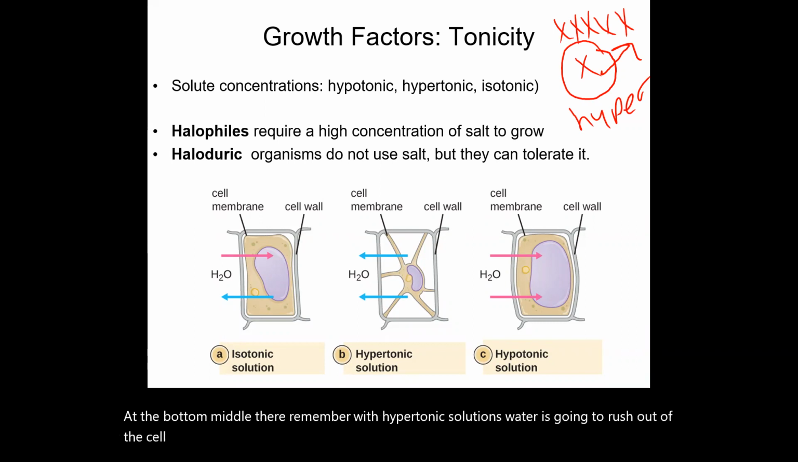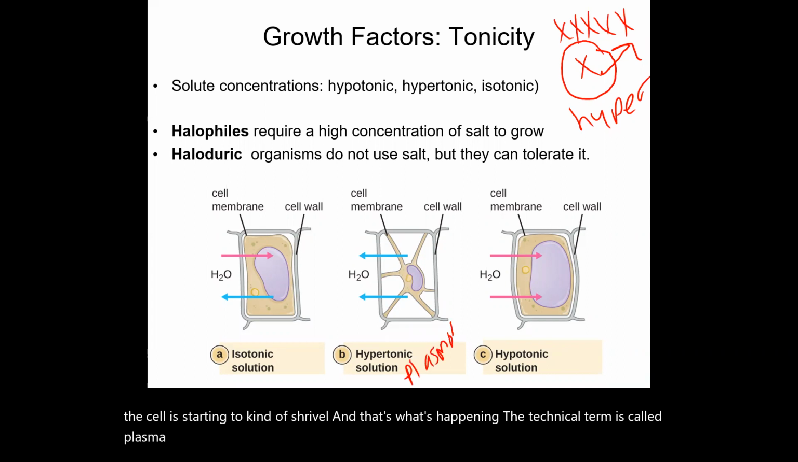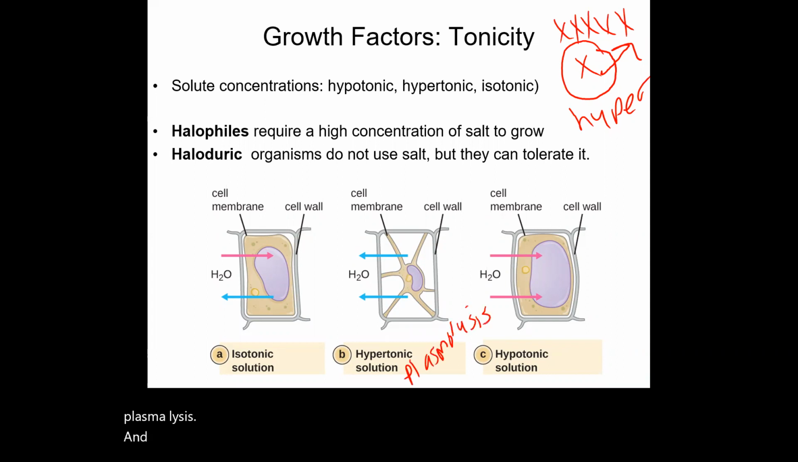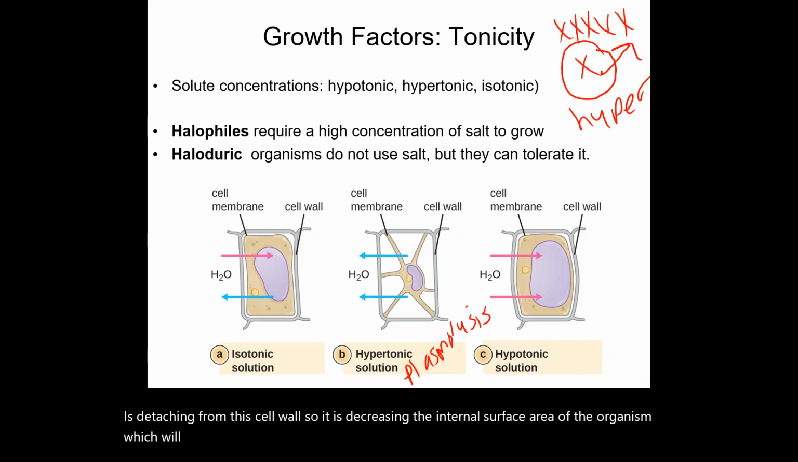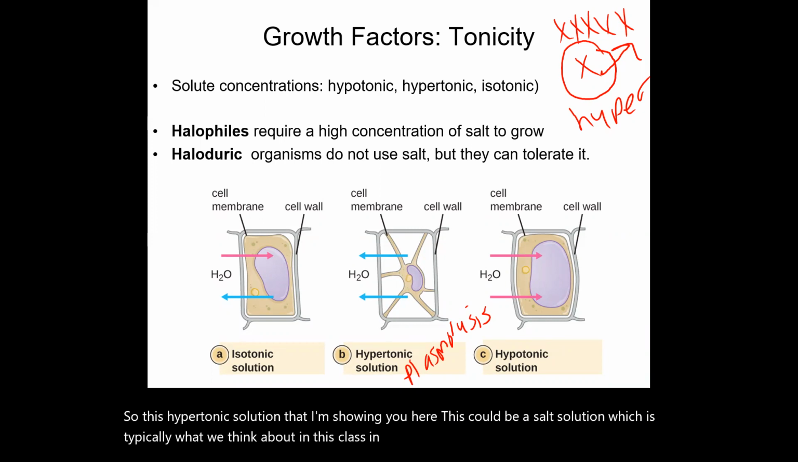And notice what's happening to the inside of the cell. Do you see how the inside of the cell is starting to kind of shrivel? And that's what's happening. The technical term is called plasmolysis. And the cell membrane is detaching from the cell wall. So it is decreasing the internal surface area of the organism, which will normally lead to cell death. So this hypertonic solution that I'm showing you here, this could be a salt solution, which is typically what we think about in this class in terms of tonicity and organisms that need a high solute concentration to live.